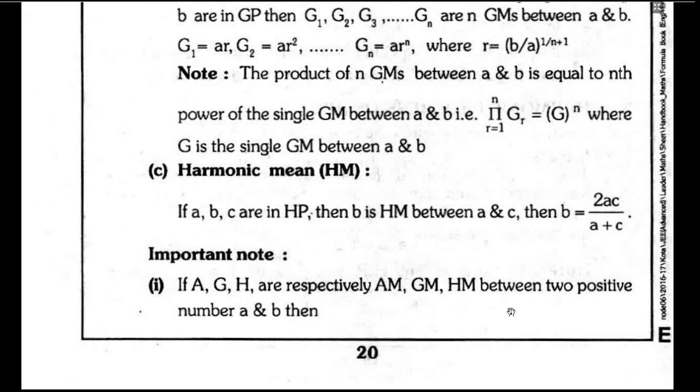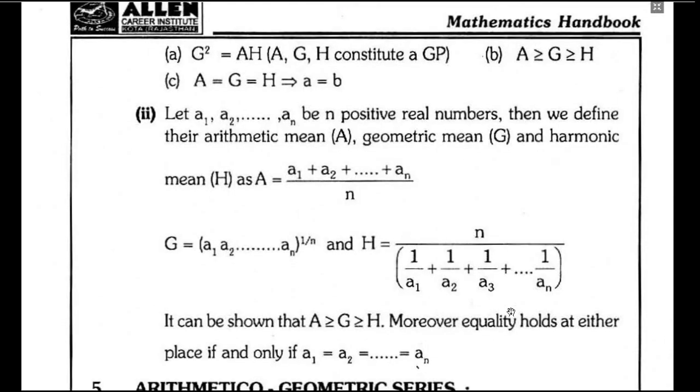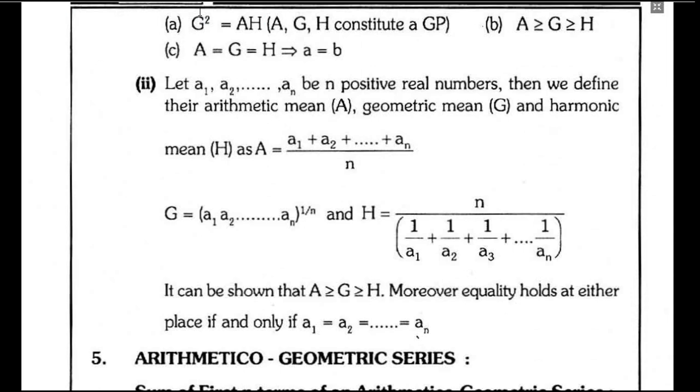Important note: if A, G, H are respectively the arithmetic mean, geometric mean, and harmonic mean between two positive numbers A and B, then G square equals AH, meaning the geometric mean whole square is equal to the product of the arithmetic mean and the harmonic mean. And this equality is very important in solving problems. Arithmetic mean is always greater than or equal to geometric mean. It is always greater than or equal to harmonic mean.